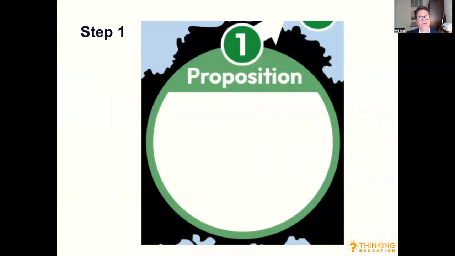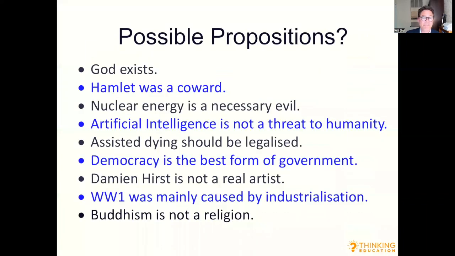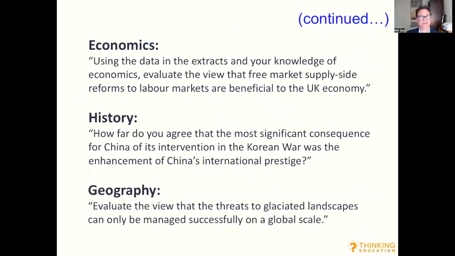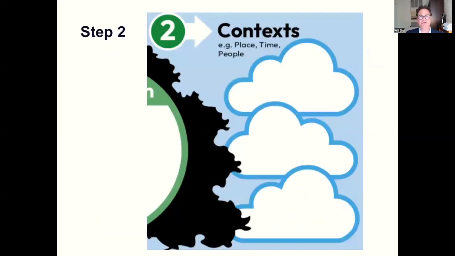So, same thing as the basic version. You start with the proposition. Let's start with many possibilities. God exists, Hamlet was a coward, nuclear energy is a necessary evil, World War I was mainly caused by industrialization, etc. Or it might be an exam quote. So in Birdsong, men are destroyed by crisis. That might go on the tree. Examine this view. And of course, there are many other subjects that might benefit. Economics, history, geography. These are all examples from 2020 A-level exams. And we think of a context.